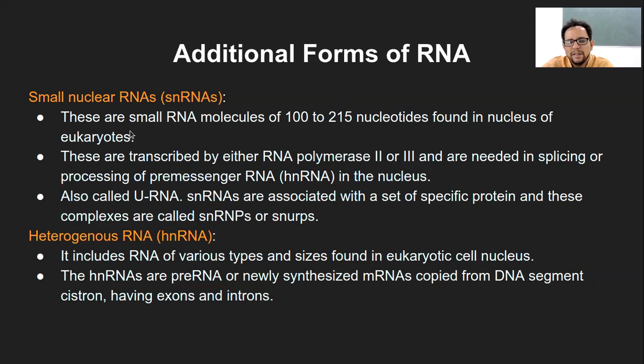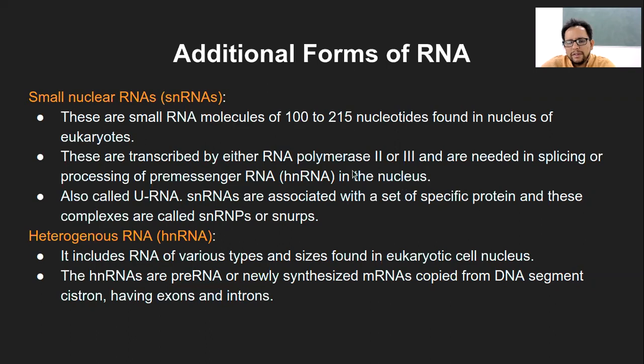So these snRNAs are transcribed by either RNA polymerase 2 or RNA polymerase 3, and they are needed in the splicing or processing of the pre-messenger RNA. That is what we called heterogeneous nuclear RNA, hnRNA, in the nucleus, right?